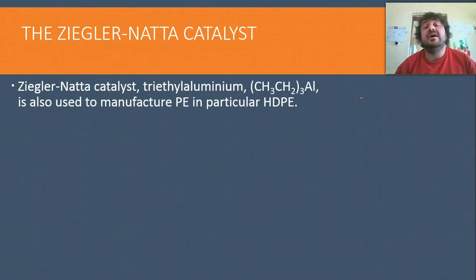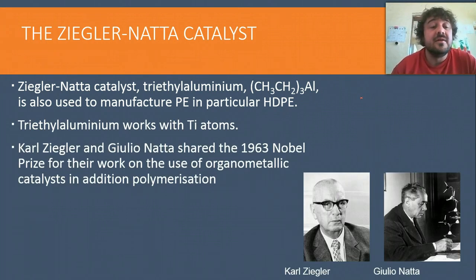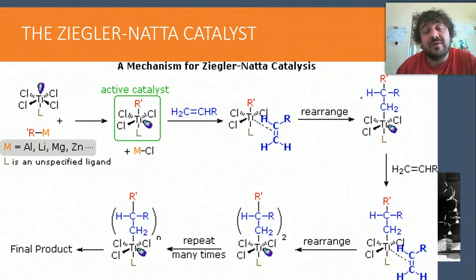Alright, so then we've got the Ziegler-Natta catalyst. This was a triethyl aluminium, and it's used to manufacture polyethylene, in particular high density polyethylene. So it works with titanium atoms, and these two guys, Carl Ziegler and Giulio Natta, shared the 1963 Nobel Prize for it. Here is the process. We went through it in class, and you don't really need to know that process, but that's what it is. Basically, it forms a large complex here.